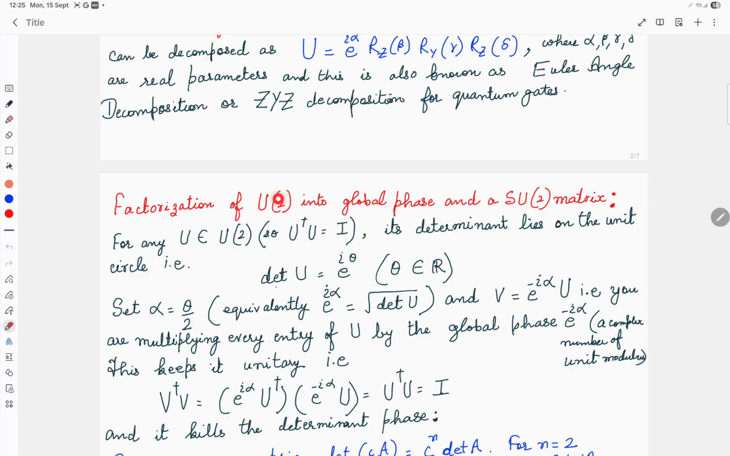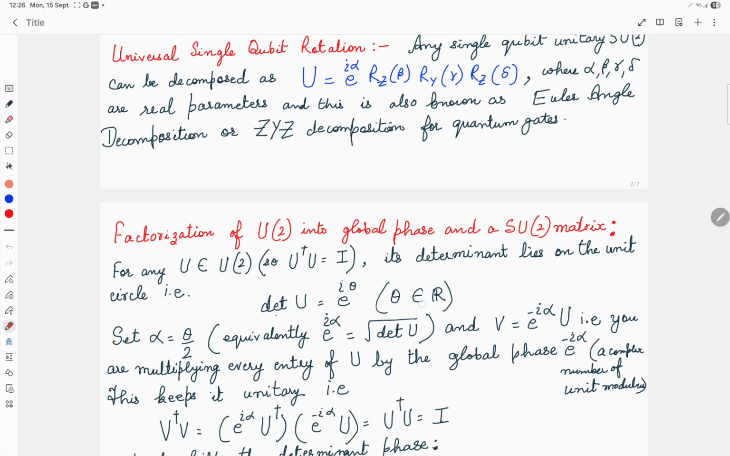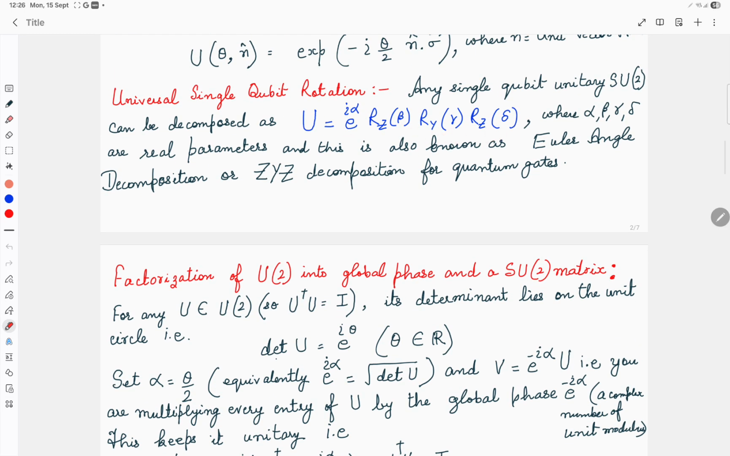So that defines U2. Now we can factorize this U2 into two things. One is global phase and the other is SU2 matrix. Now in the decomposition, if you look at, this is the unitary matrix and it can be decomposed into two things. One is e to the power iota alpha, which gives me the global phase, and the second part is Rz, Ry and Rz again, which is the SU2 matrix.